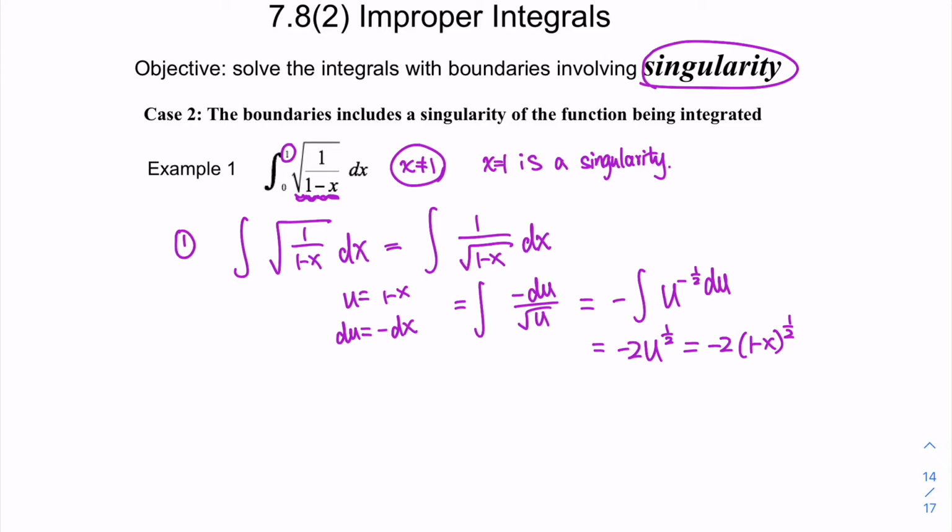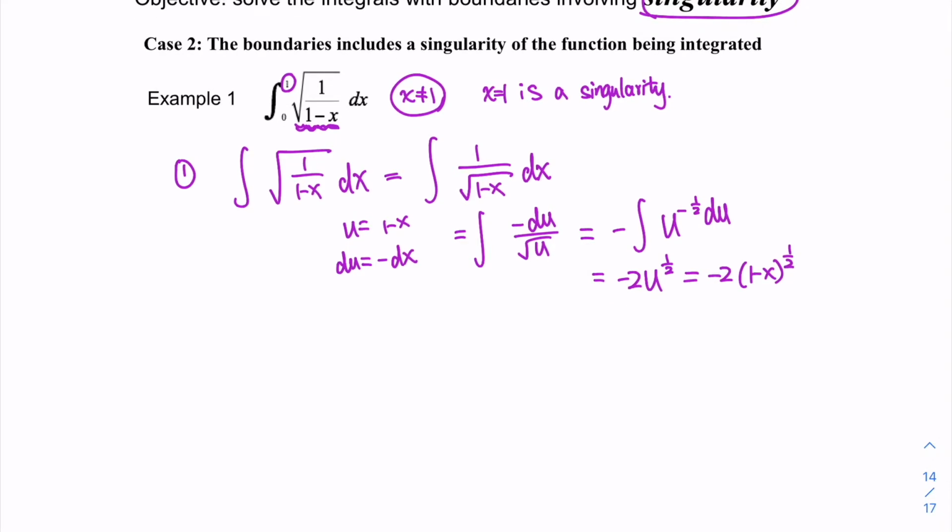So after we take the antiderivative, next we are going to include the boundaries here. Integration from 0 to 1. Because x cannot be 1, we have to do something with this number 1. The boundary is from 0 to 1, so instead of 1, we are going to write 1 minus here, because it's from 0 to 1, so the x value will approach 1 from the left. And this will be negative 2 times (1 minus x) to the 1/2, from 0 to 1 minus.